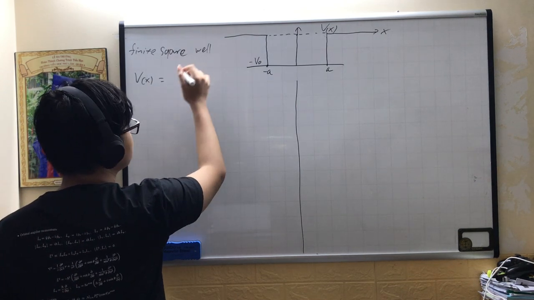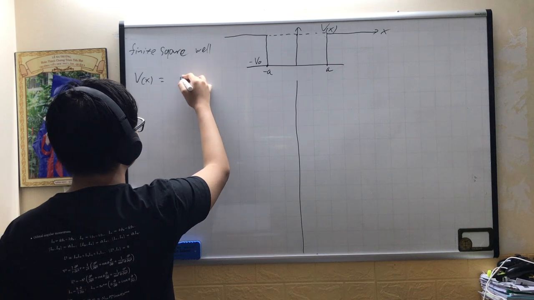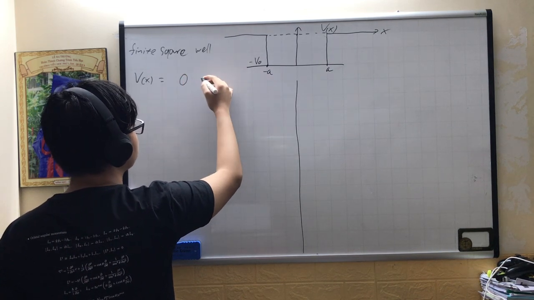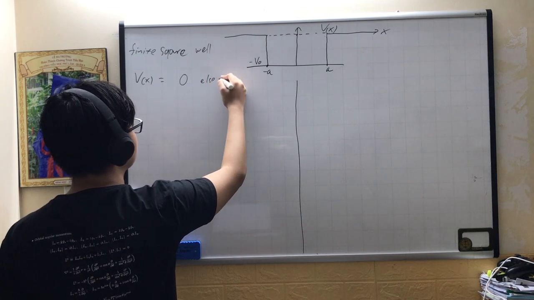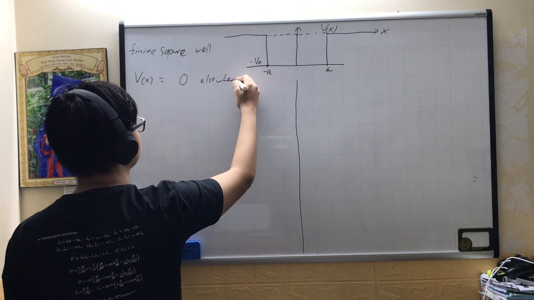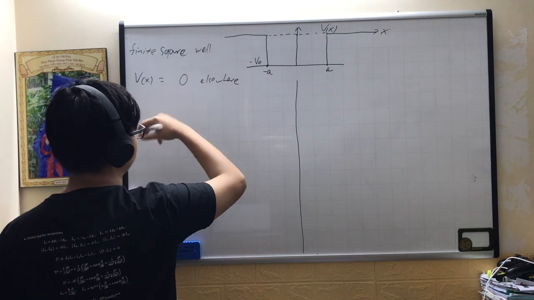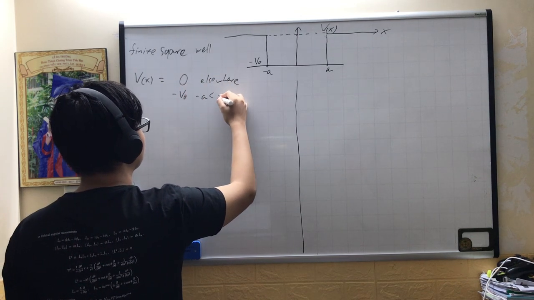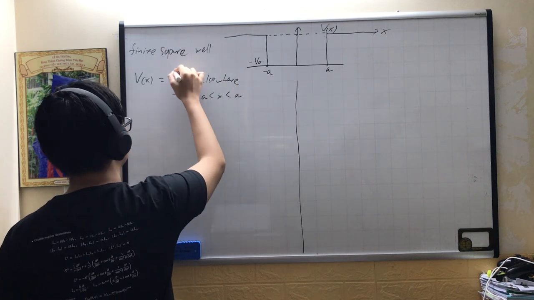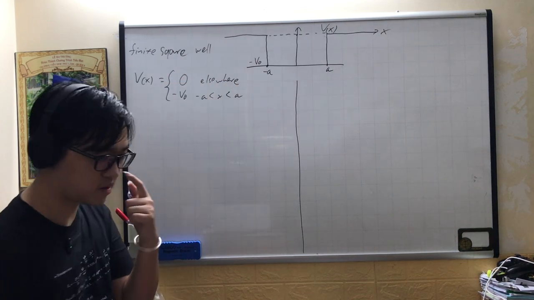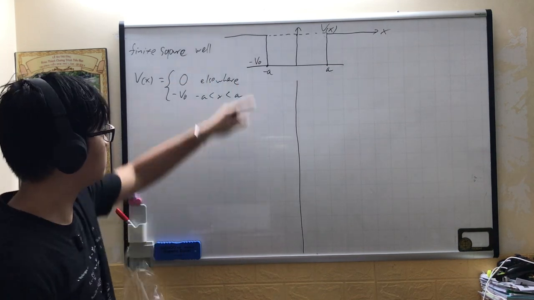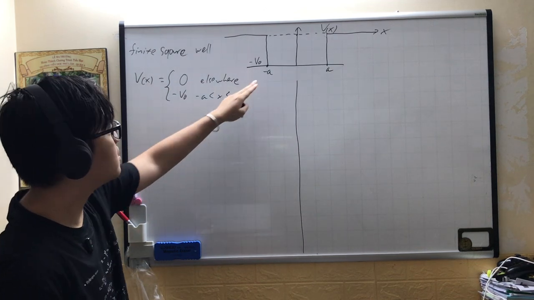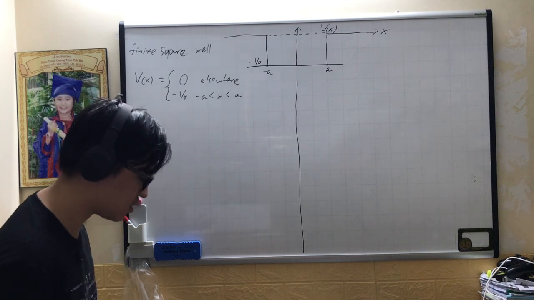All right, so this would be 0 outside of this. So this is your potential right here: 0 outside and minus V naught inside this region.